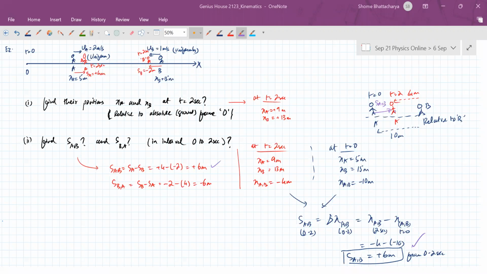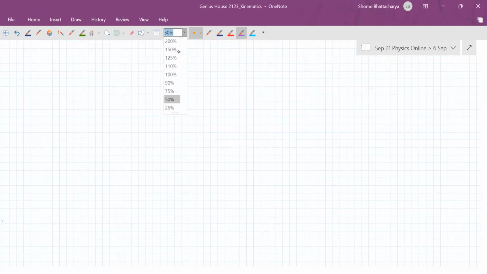Okay, so this example I hope is clear to all of you. Again you can see, because this time they are moving in opposite directions now, the magnitudes actually add. So actually in ground frame A is only moving by 4 meters and B is moving by 2 meters. But relative to each other, they look like they made a displacement of magnitude 6 meters. Okay. So this actually lays the foundation to understand everything in 2D now.